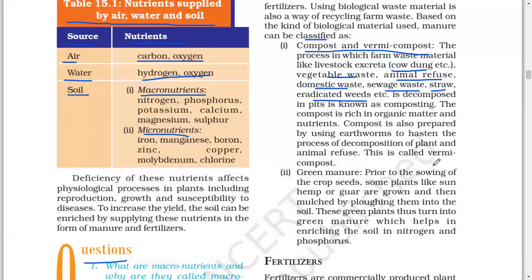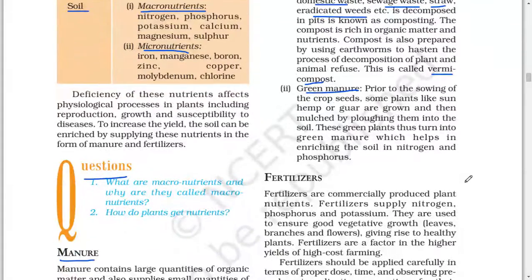This is called vermicompost. Green manure. Prior to the sowing of the crop seeds, some plants like sun hemp or guar are grown and then mulched by plowing them into the soil.